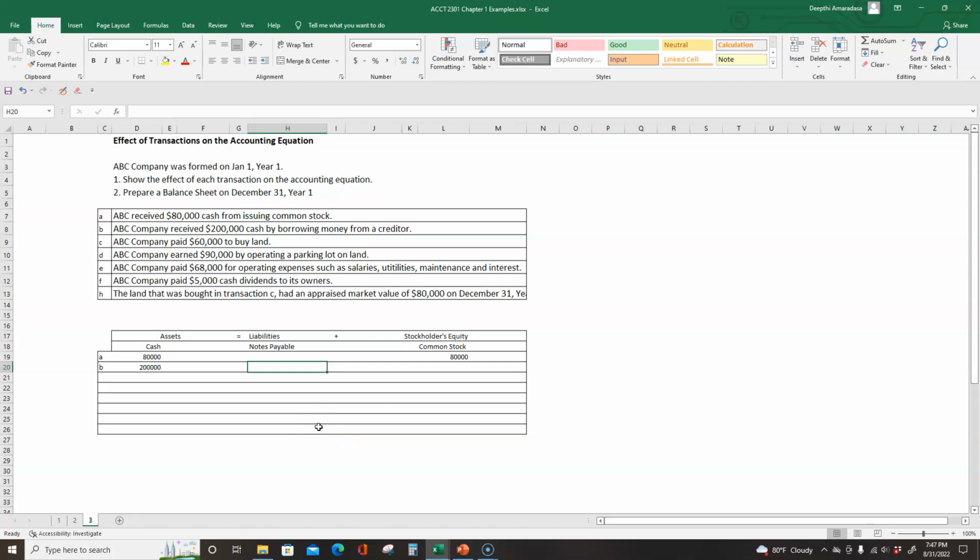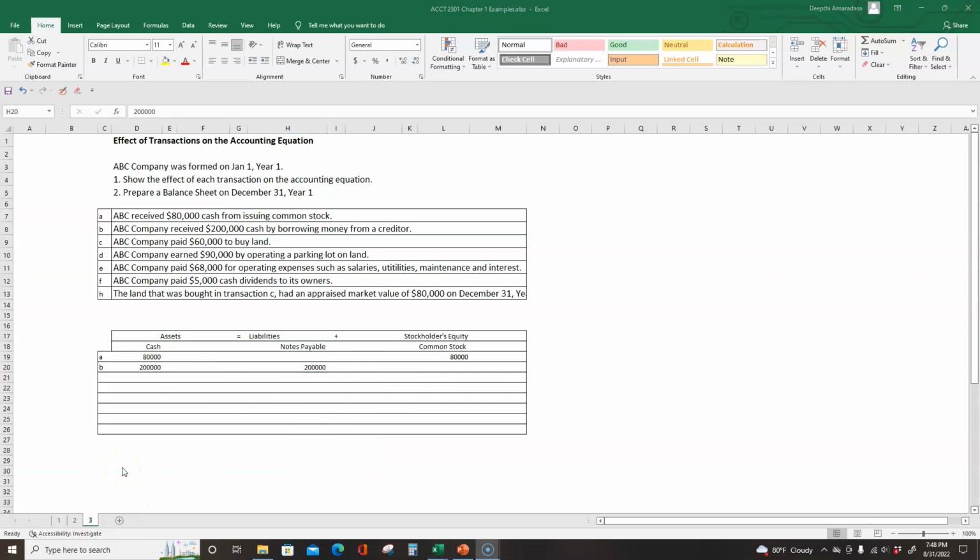The question is, what happened to our notes payable account? Well, before this transaction, we had zero debt, zero notes payable. Now we have $200,000 worth. So our notes payable increased by $200,000. That keeps our accounting equation in balance. For this particular transaction B, assets increased by $200,000, liabilities increased by $200,000, nothing happened to equity, keeping this accounting equation in balance.